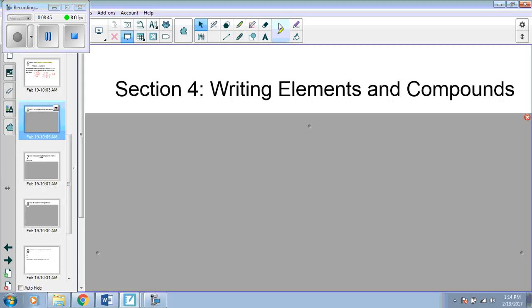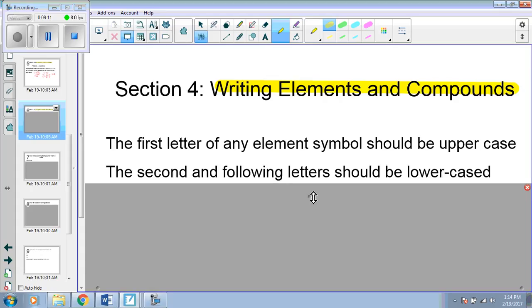Alright, section 4, writing elements and compounds. This one's going to be super important, especially in the upcoming assignments where you will create your own atomic compounds and you will be responsible for writing your own equations as well as solving equations that I provide you with. Making sure you're writing them correctly is going to be incredibly important in your success.